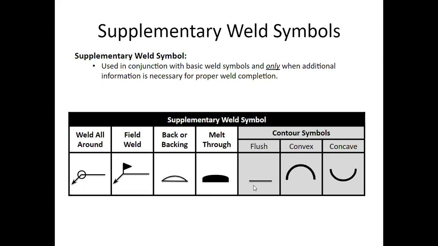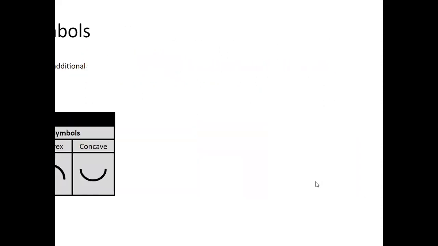Contour symbols, flush. So top's gonna be flat with the plane of the steel you're welding on. The groove weld is gonna be a pretty much completely flat weld. Convex is gonna have that bit of humpiness to it, and concave is gonna have that little valley in the middle there.